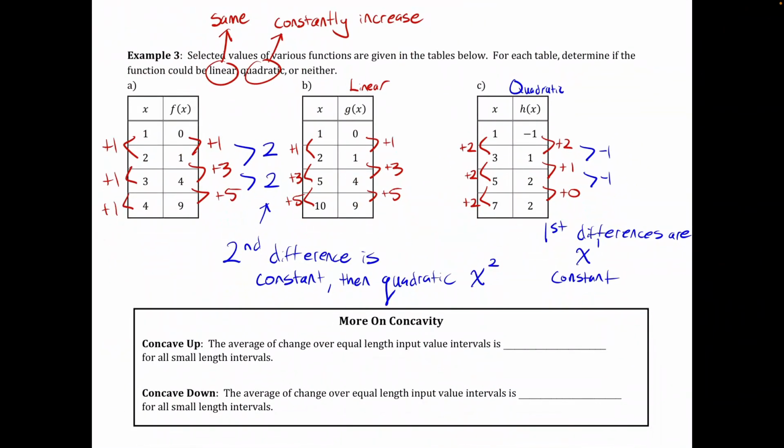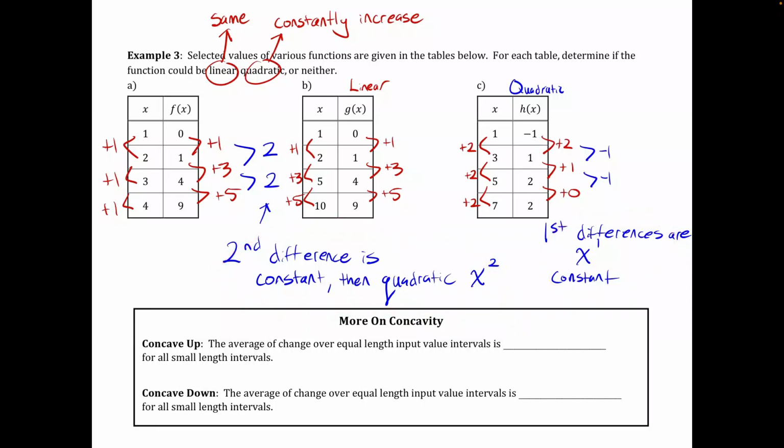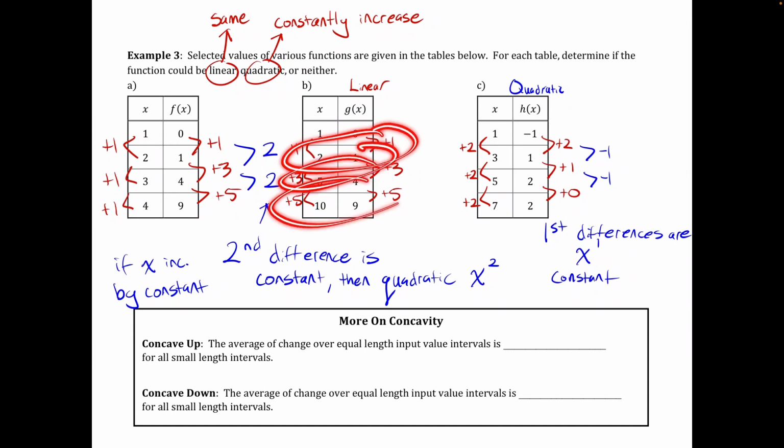So let me make a note on these. These first and second differences can only be applied if x increases by a constant. If you're constantly going up, so in this one we went +2, +2, +2. In this one we went +1, +1, +1. If they're constant, then you can look at first and second differences. This one tricked us and it wasn't constant, so we had to go back to our old definition of looking at slopes. We saw that all the slopes were the same: 1 divided by 1, 3 divided by 3, and 5 divided by 5.